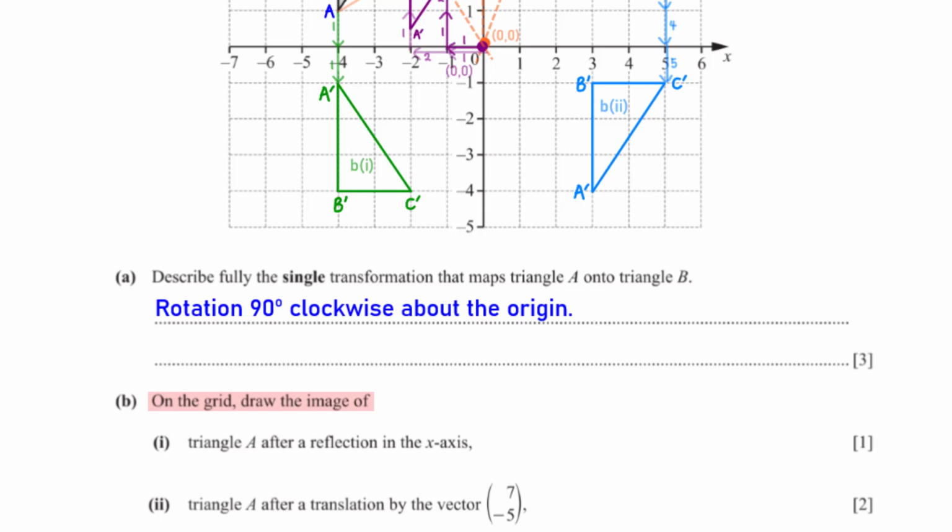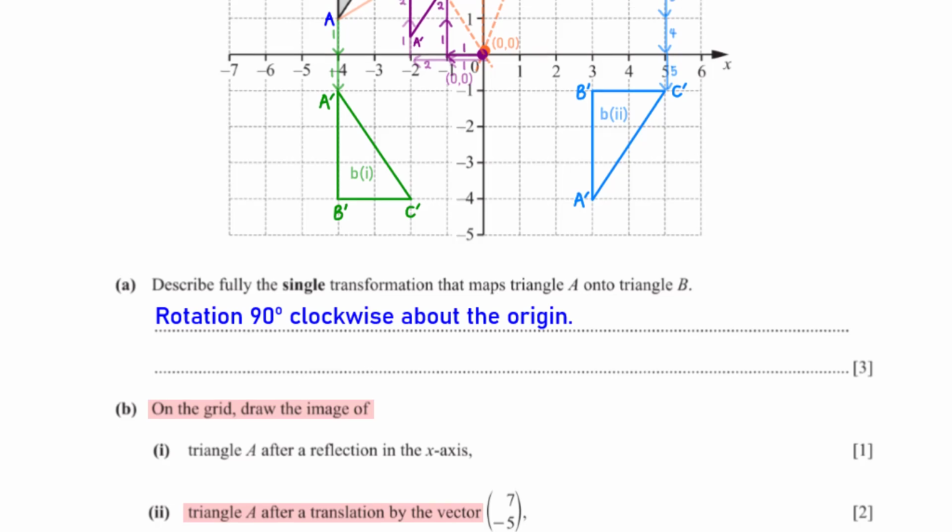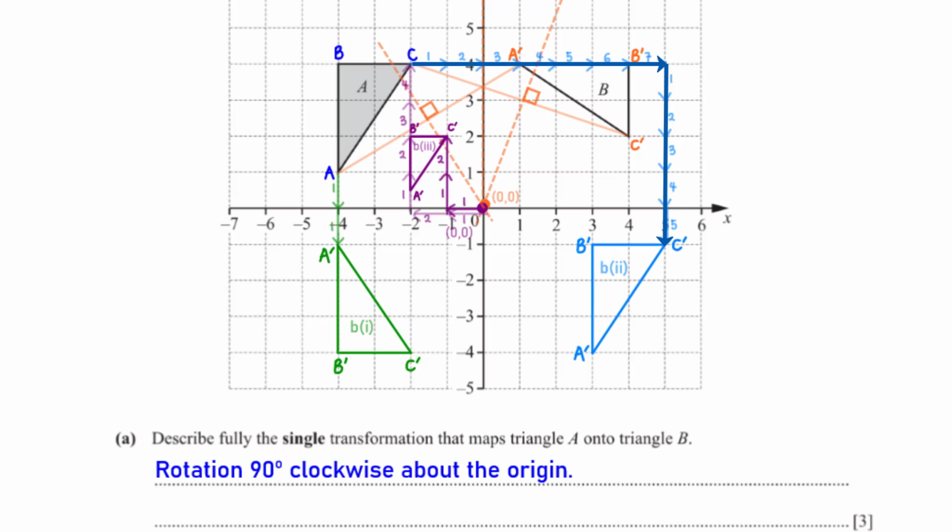On the grid, draw the image of triangle A after a translation by the vector (7, -5). For this translation, the translation vector dictates that we move each of the vertices of triangle A 7 units to the right and 5 units downwards. On the diagram, the movement for point C has been shown. After repeating the same process for all the other points as well, we are able to map out the translated image of triangle A.